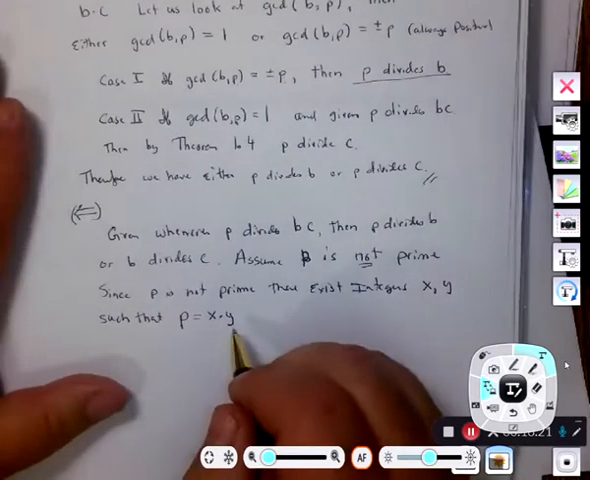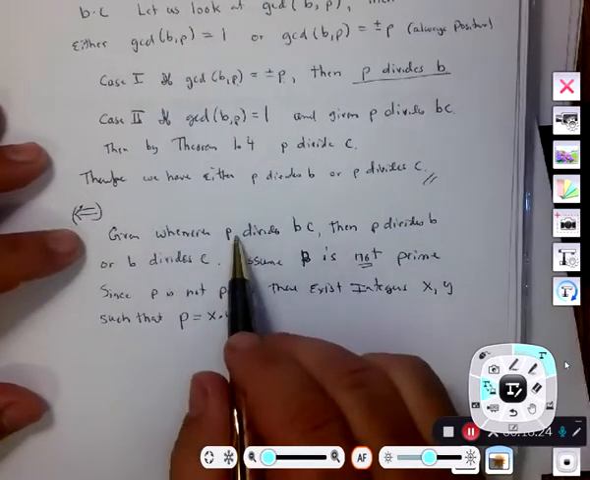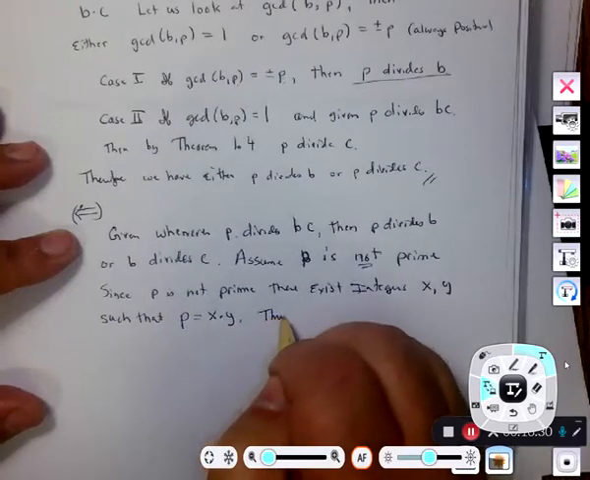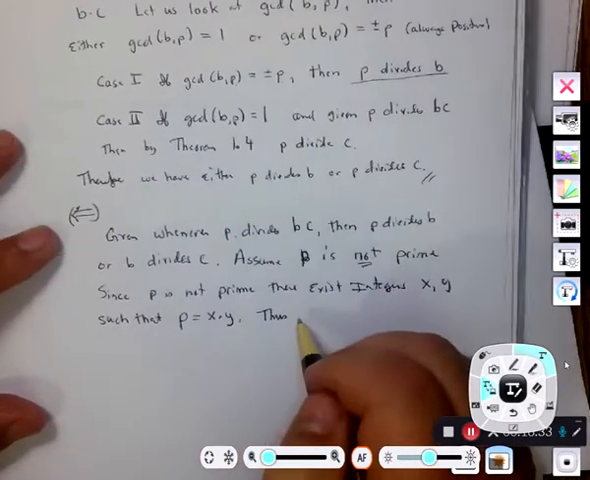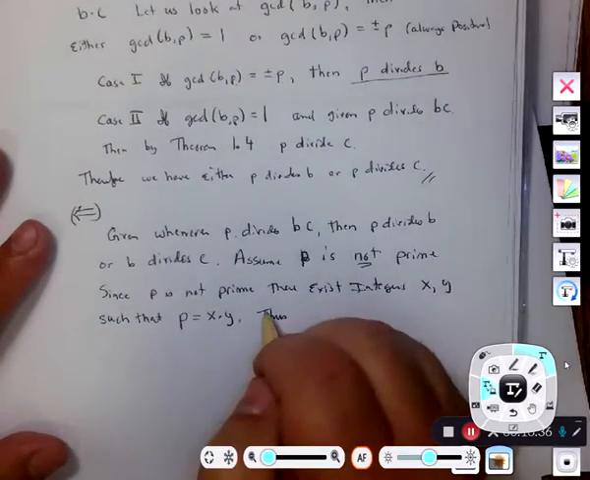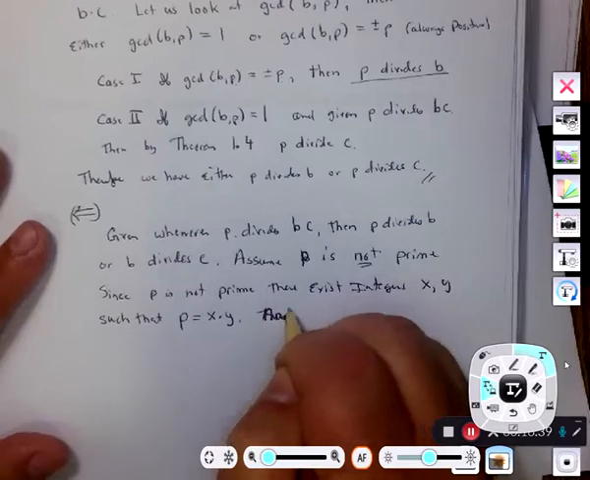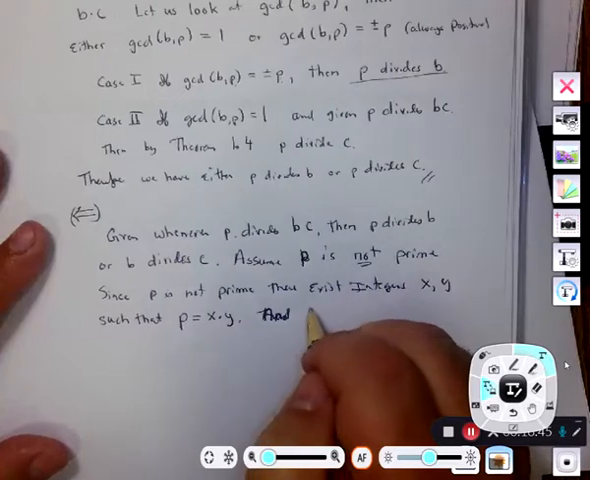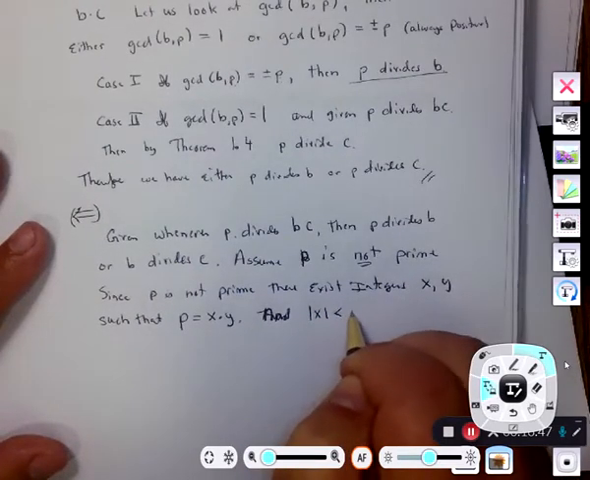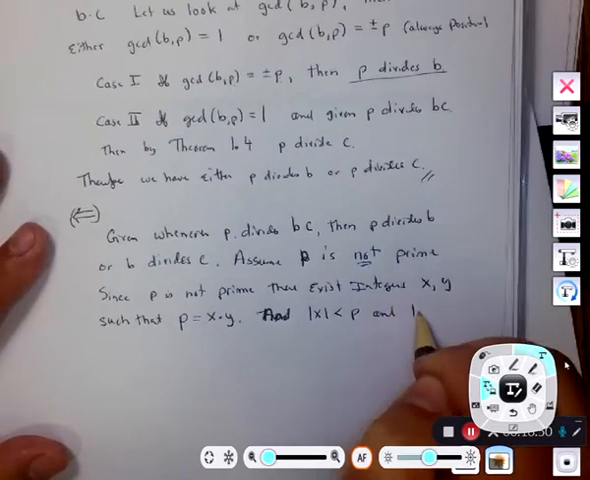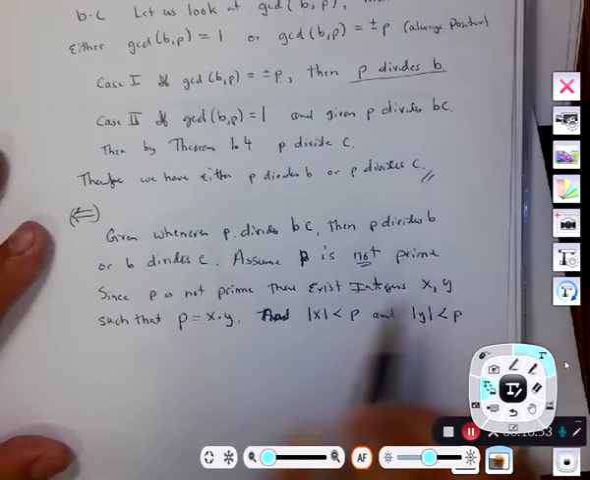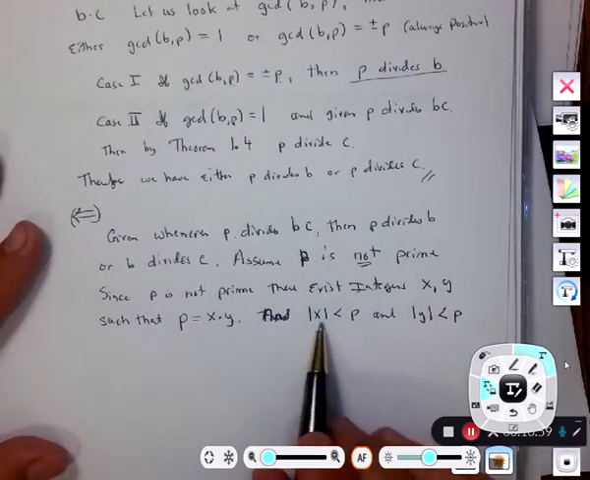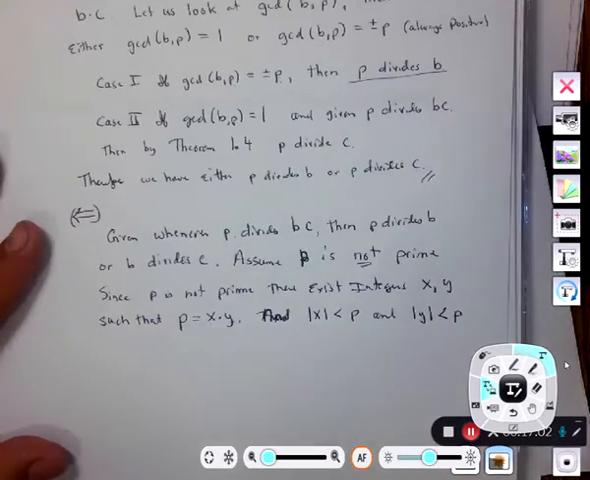But remember what's given. Whenever P divides a product, and I want to emphasize this, these guys would be smaller integers than P. So the absolute value of x would be strictly less than P, and the absolute value of y would be strictly less than P. Now P is equal to a product, and it factors, so x and y would actually be strictly smaller than P. Okay? But remember what we were stating here.